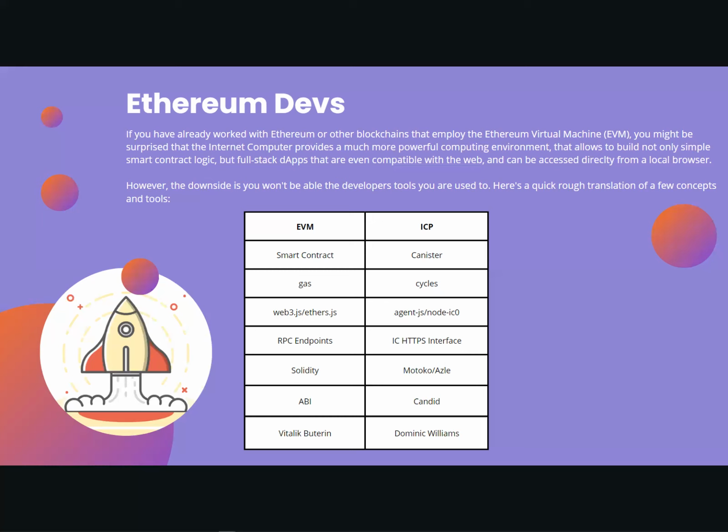Then we have Solidity for creating smart contracts. For canisters, we use Motoko or Azle. And for today's session, we're going to be setting up our environment for Azle. Once you compile and deploy your smart contract in Ethereum, you get ABIs, but for ICP, you get Candid. And then there is a difference between the founders. So we have Vitalik and Dominic Williams.